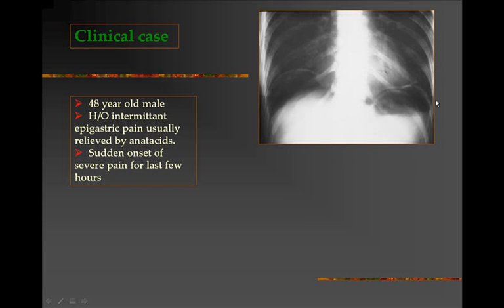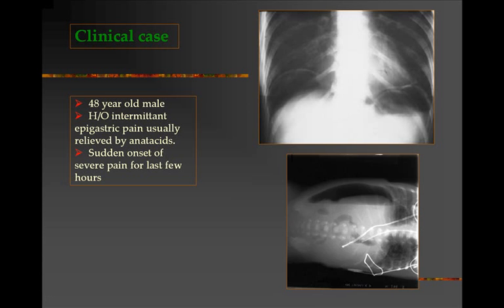This type of X-ray is done when one suspects a perforated ulcer, in this case a perforated duodenal ulcer, and one can note air under the diaphragm, free air under the diaphragm. This is the right dome of the diaphragm, and this is the shadow by the liver. Here is the left dome of the diaphragm, and here is the upper end of the stomach. This air is in the fundus of the stomach, but this air here is free gas in the peritoneal cavity.